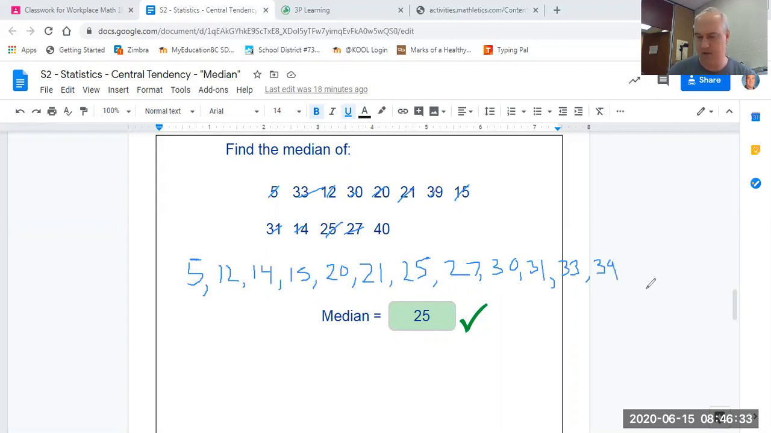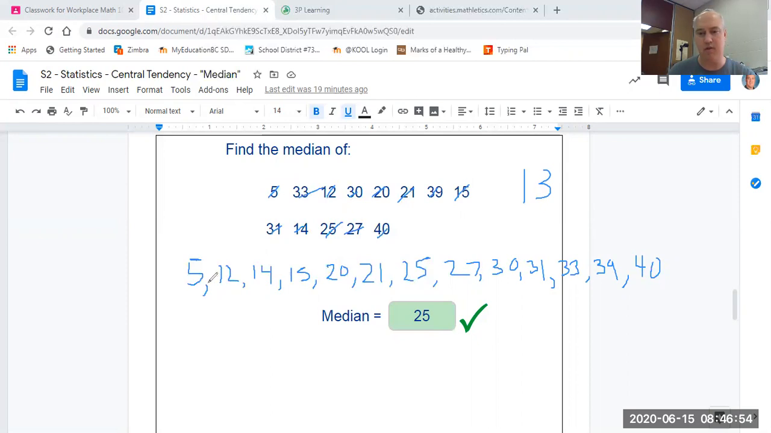And then lastly, 40. So if I've done this correctly, I should have all the numbers crossed out, which I do. I'm going to double check how many numbers there are. 1, 2, 3, 4, 6, 7, 8, 9, 10, 11, 12, 13. So we have 13 numbers. That's an odd number. So we're going to have just one middle number here.